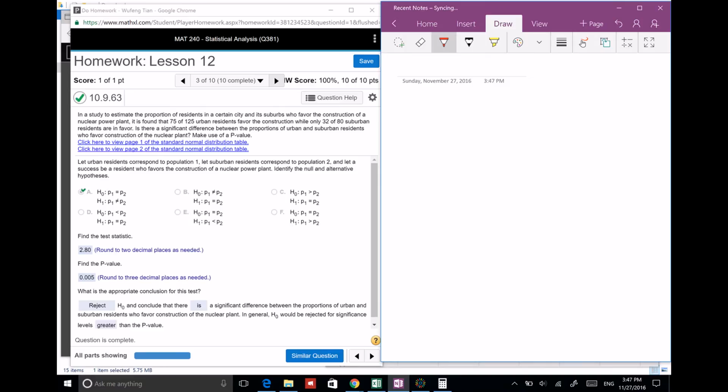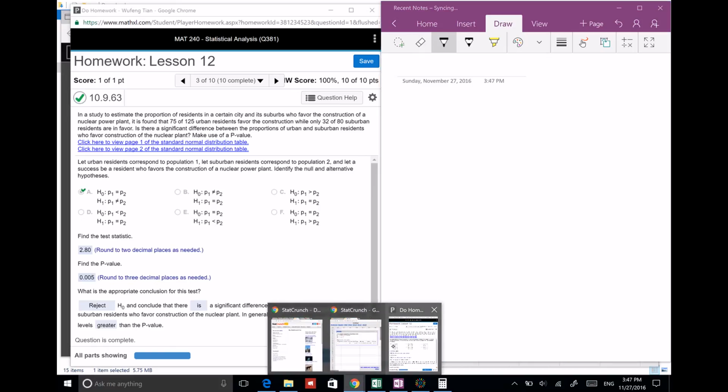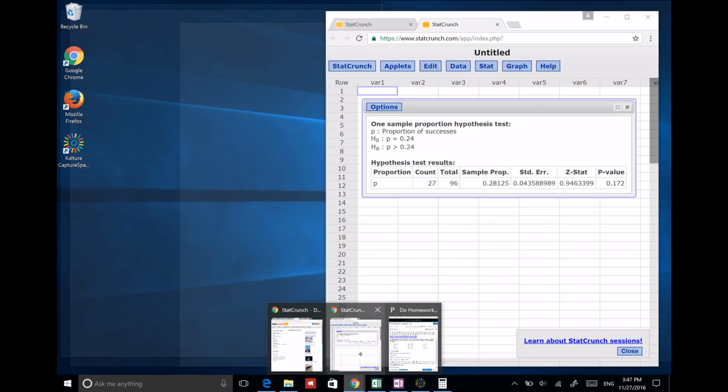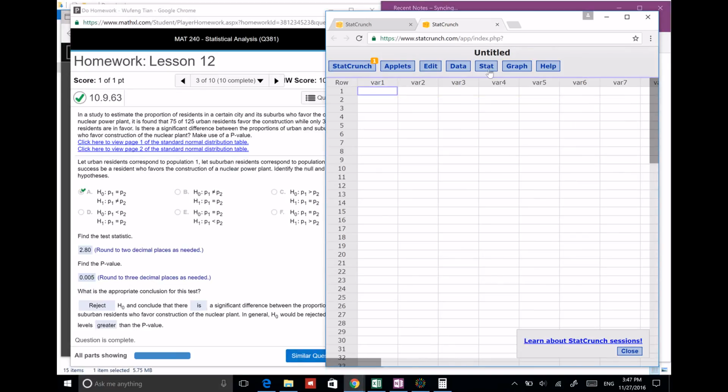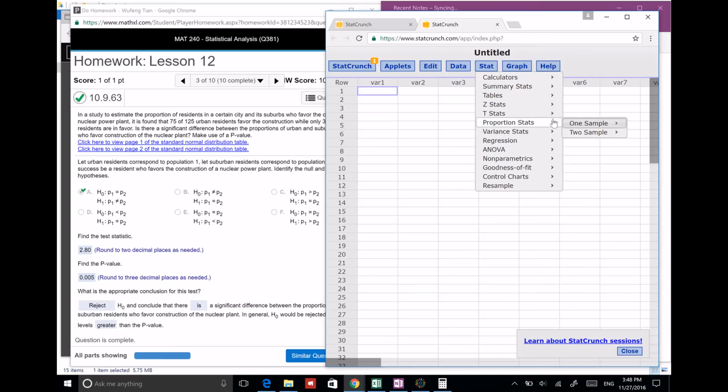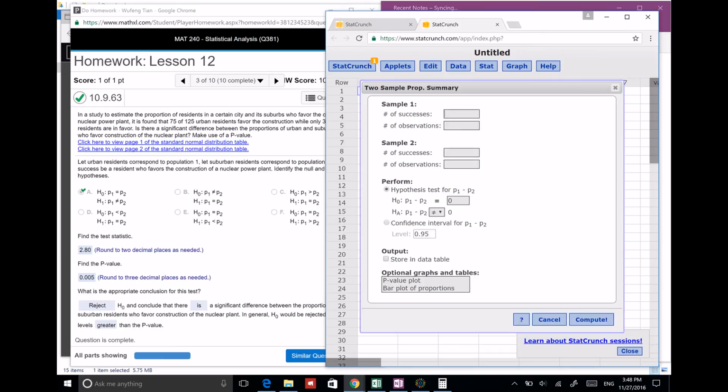Number 3, you got a study where the estimate is the same. You got P1 equal P2. You find the test statistic, find the p-value. The same, you can use that. You can use StatCrunch to do that. Proportion test, 2 sample summary.